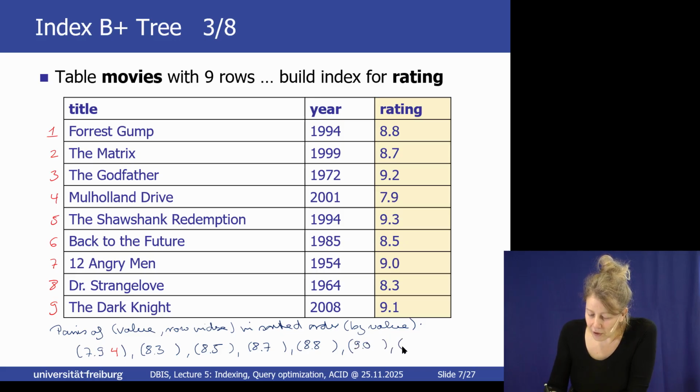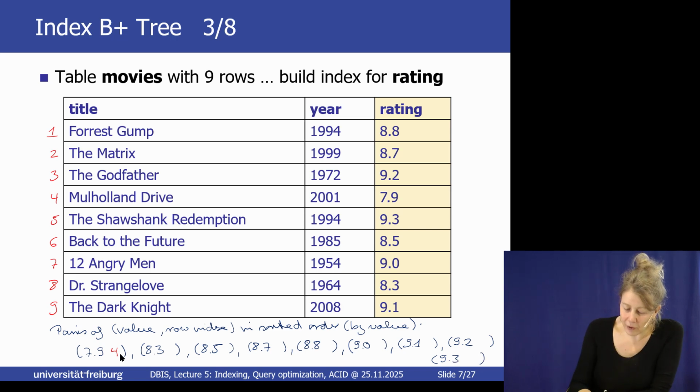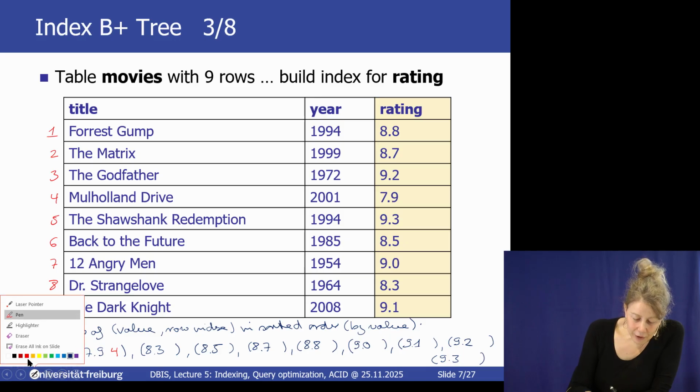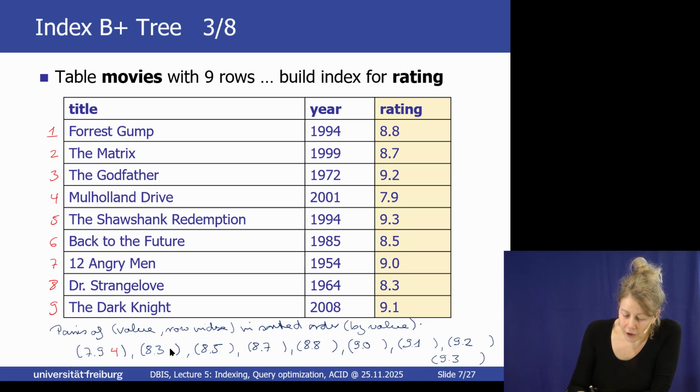9.0. Oh, I'm running out of space. Which next one? Oh my, I'm running out of space. Is there also a 9.2? And also a 9.3? Okay, so 1, 2, 3, 4, 5, 6, 7, 8, 9. I was not economic with my space. Now the column indices.